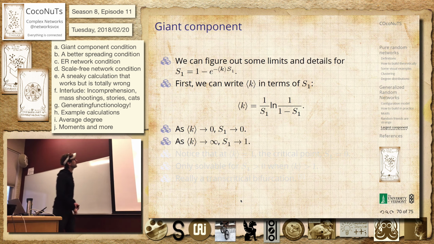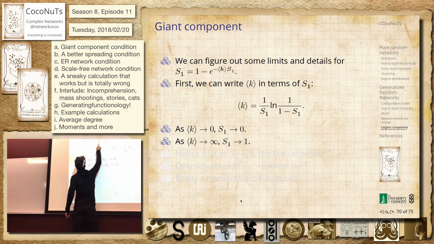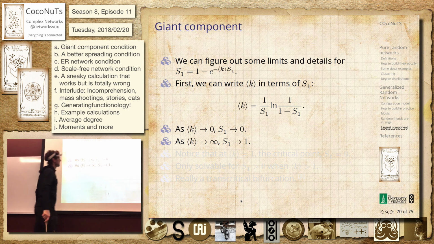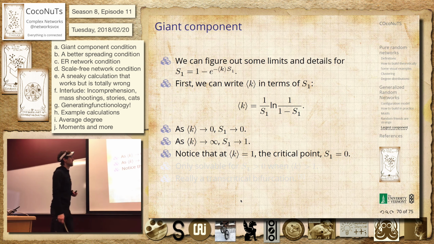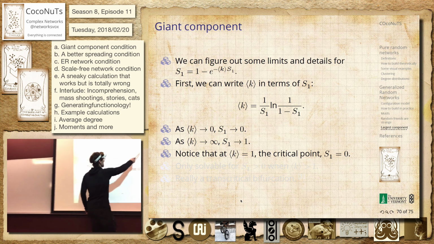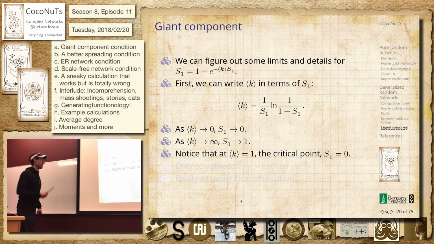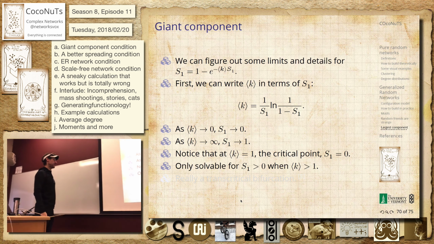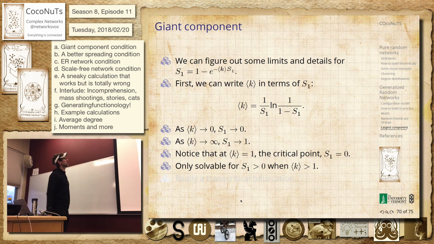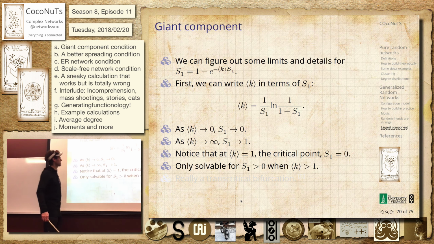As it goes to infinity, again, this is good news, right? This will go to 0, and we'll get to 1, so that's good. You can see, depending on how you want to play around with this, you could do some derivatives and things, but basically there's a critical point when average degree is 1. And, right, so it's only solvable, so this is where you get to the point. So you only get this solution, a positive solution, when the average degree is greater than 1.